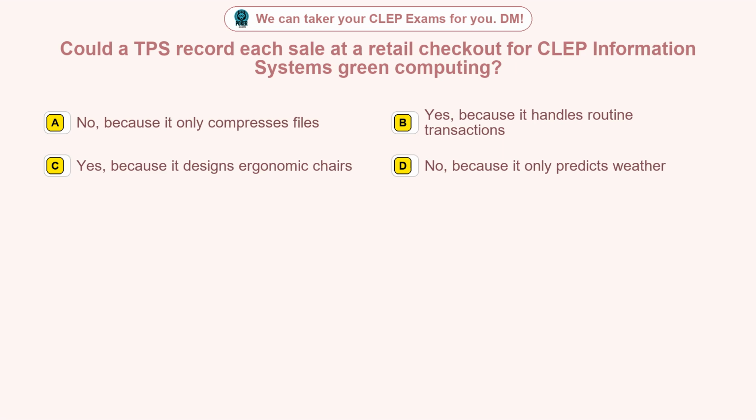Question 7. Could a TPS record each sale at a retail checkout for CLEP Information Systems green computing? Option A. No, because it only compresses files. Option B. Yes, because it handles routine transactions. Option C. Yes, because it designs ergonomic chairs. Option D. No, because it only predicts weather. The correct answer is option B. Yes, because it handles routine transactions.